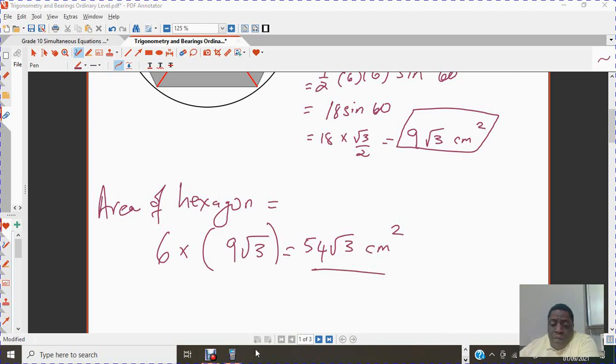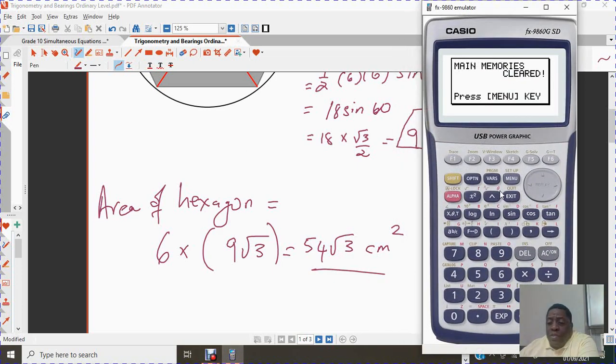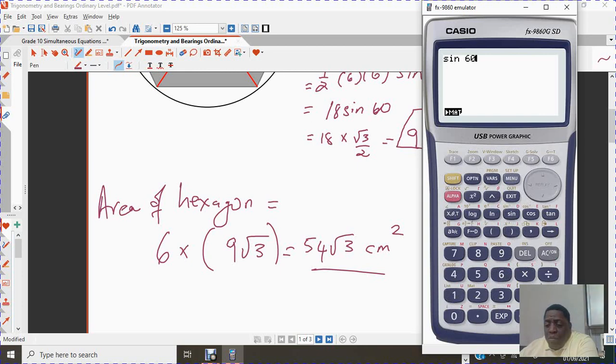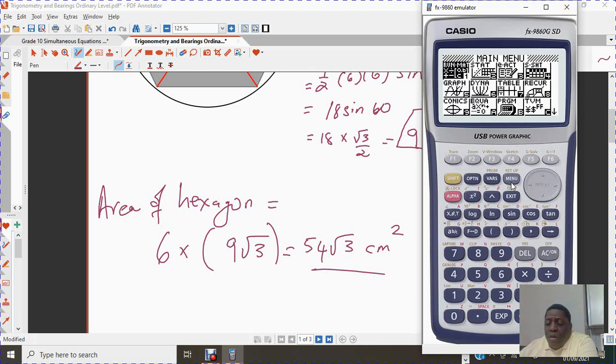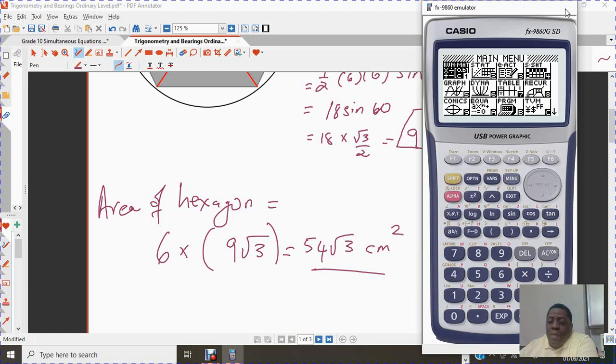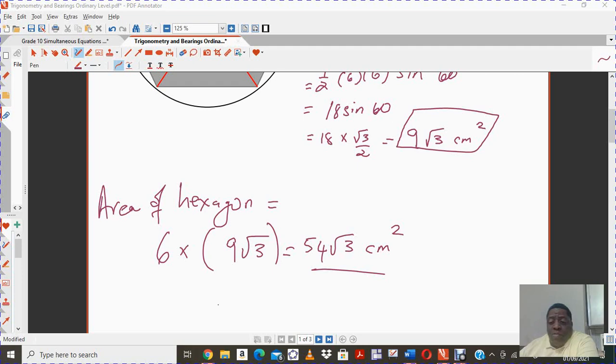Okay, so just to make sure, let me get the sine of 60. Sine of 60 is root 3 upon 2, more or less. Well, the calculator is not in the correct mode. It involves a little bit more work for me to set up, but you'll get the idea. So now we have the area of the whole hexagon.